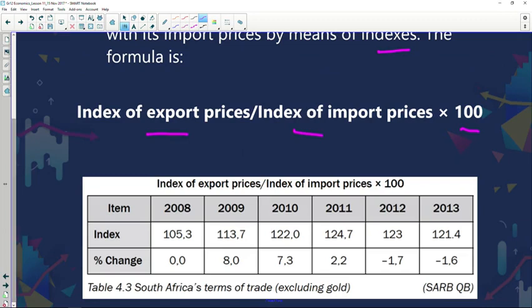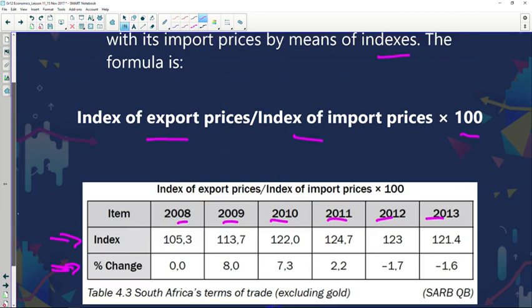Okay, so over here, these are the years, obviously, when the different imports and exports happened. And then we've got our index over here. And then the formula says that the index of export prices, you divide by the index of import prices, and then you times by 100, okay? And then these would be the percentages for those particular years, and then this is the index as well. So it is used to determine the terms of trade.